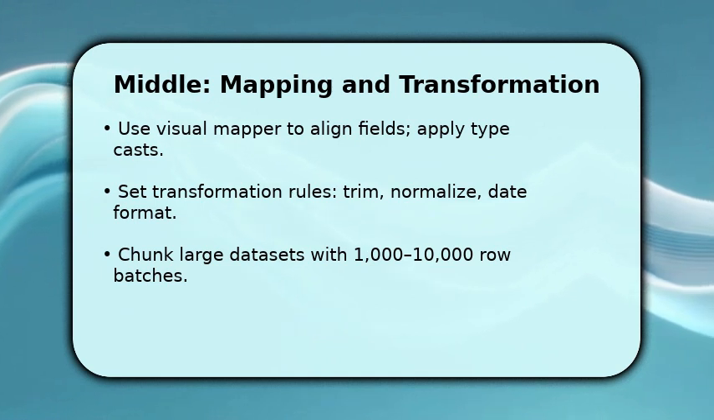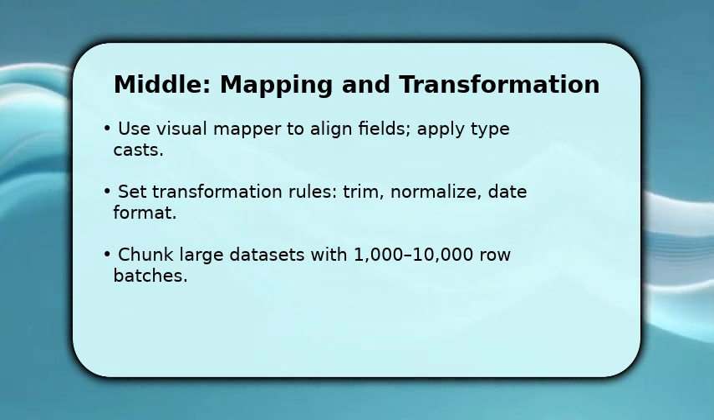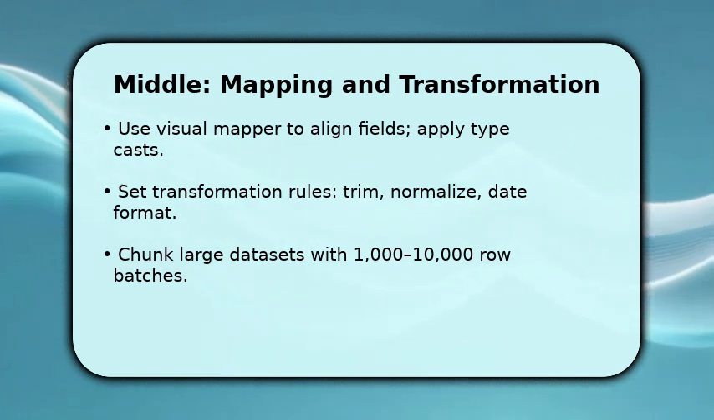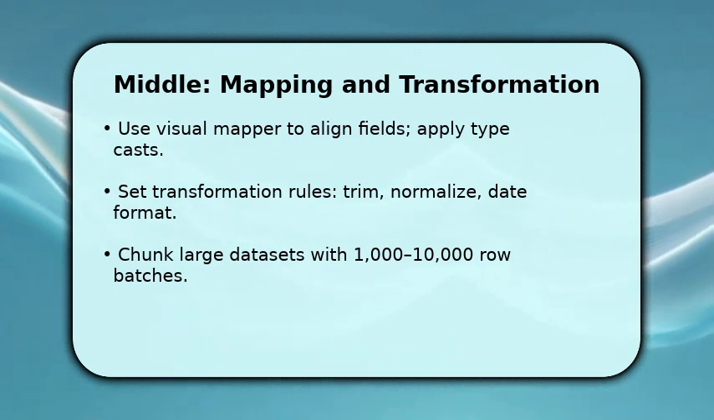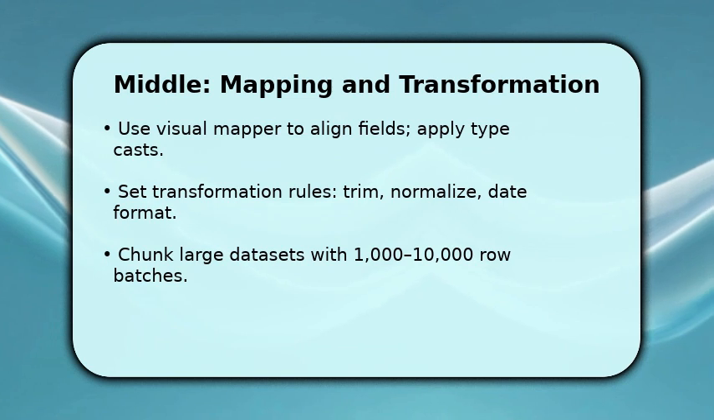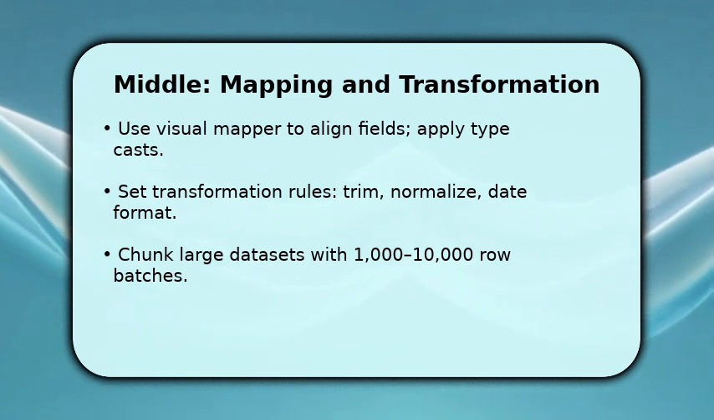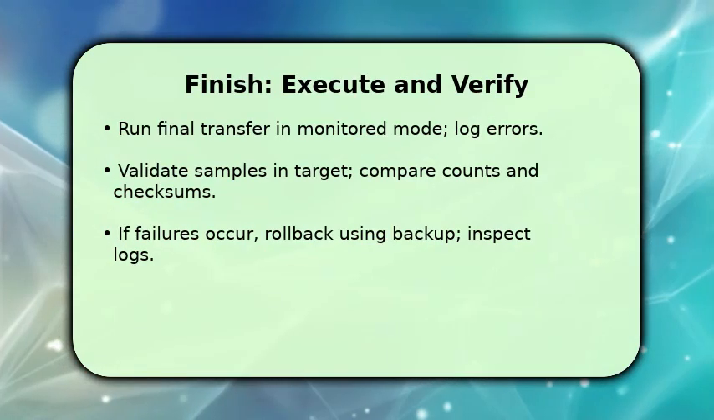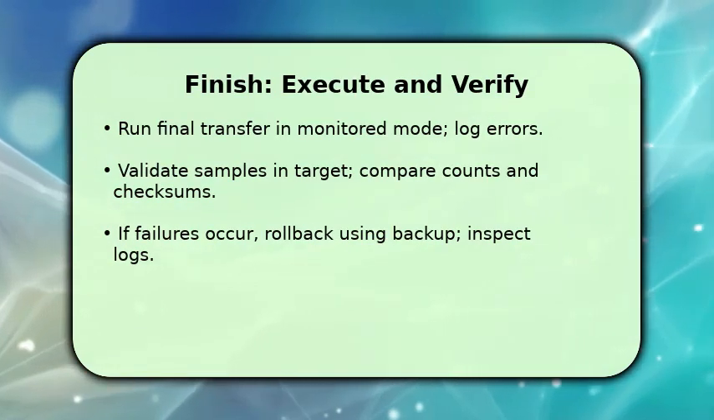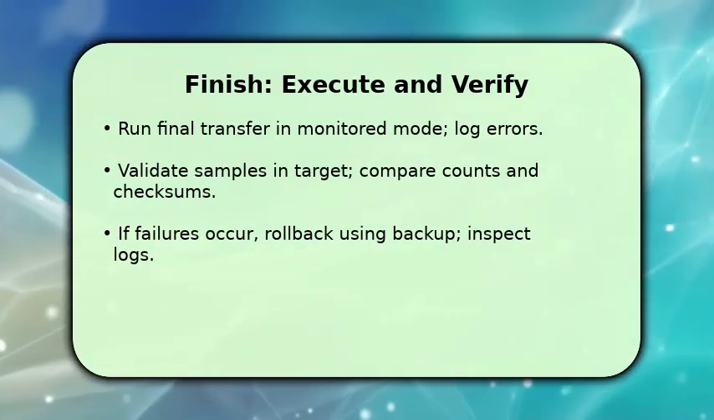For large tables, split into 1,000 to 10,000 row batches to avoid memory spikes. Make sure to enable parallel workers if available for speed, and run a validation check to catch data loss or unexpected nulls before committing the full transfer. Execute the transfer in monitored mode so you can watch throughput and capture errors as they happen.